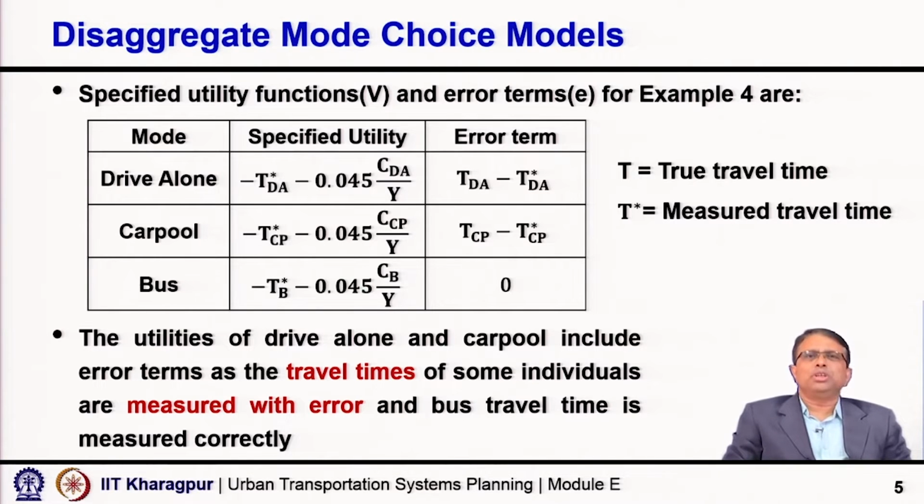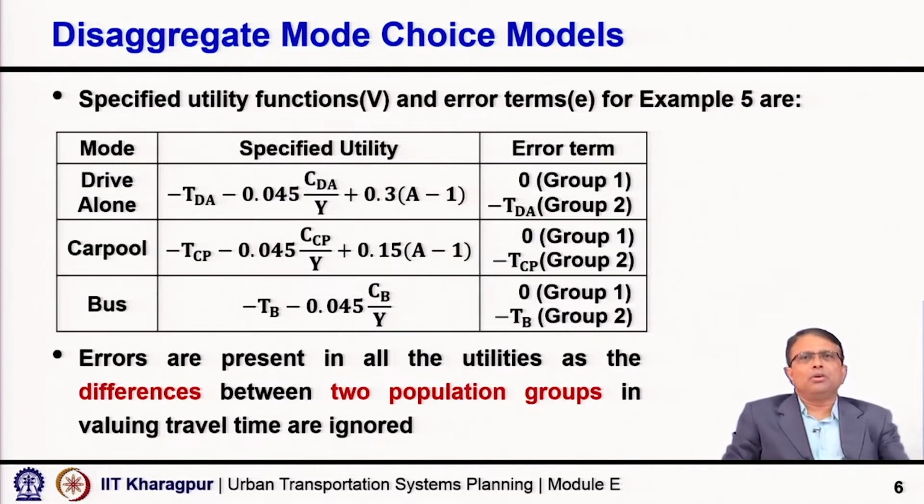So, we have shown you here again in column 3 what is the error which made the modeled output using specified utility and deterministic model different from the actual observed distribution of mode. So, in the context of this measurement error and the example we took, the error terms for drive alone and carpool are as shown in this table in column 3. For bus there was no error.